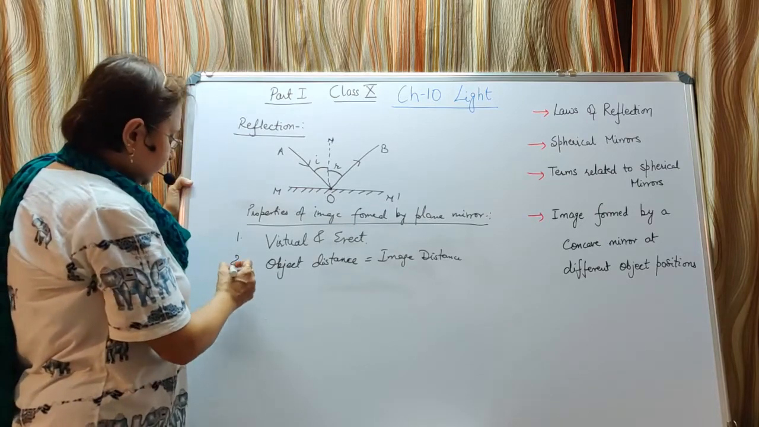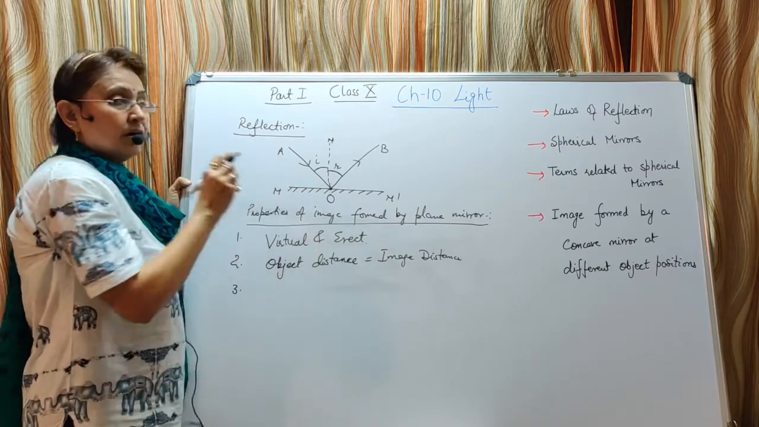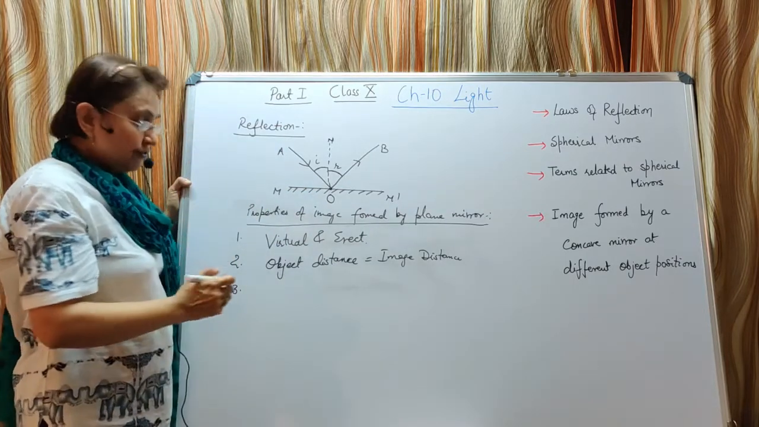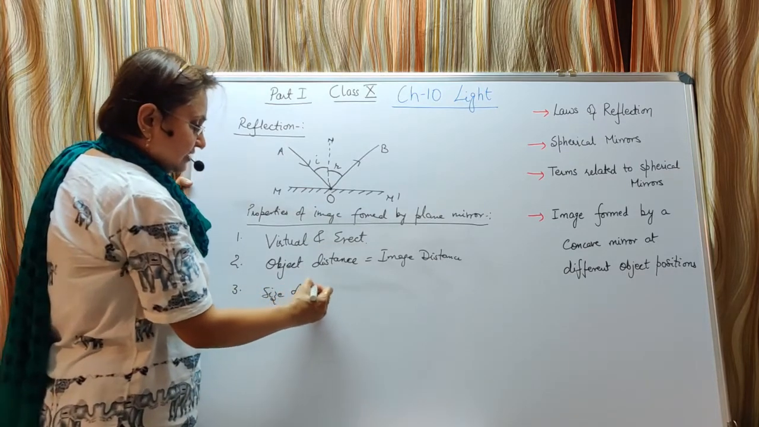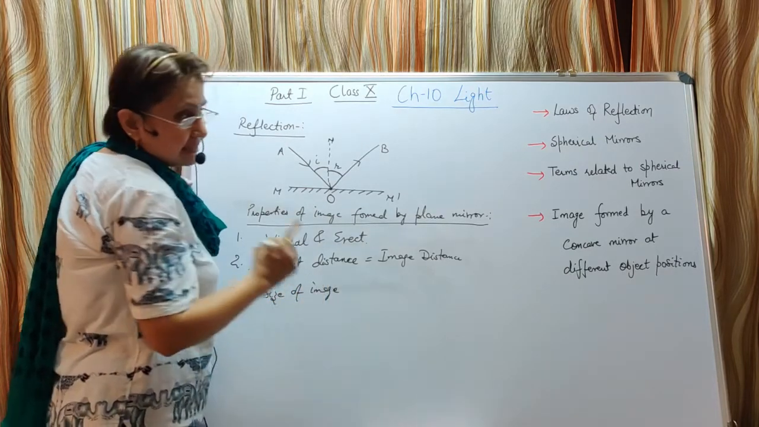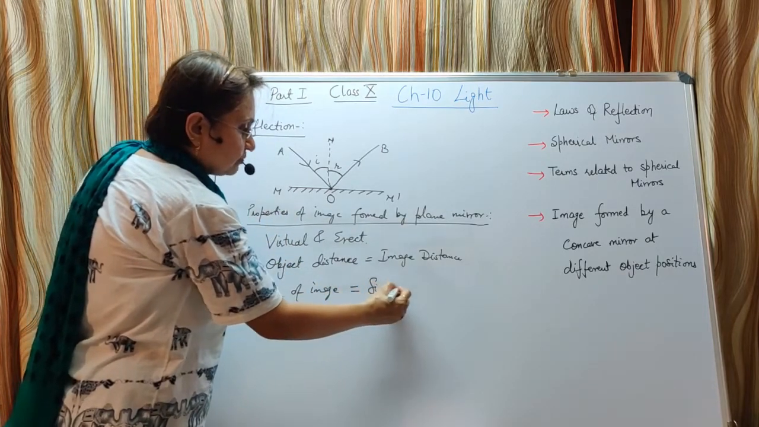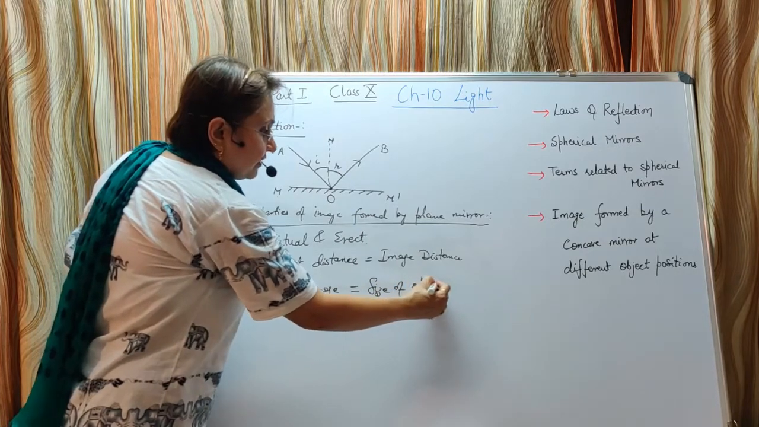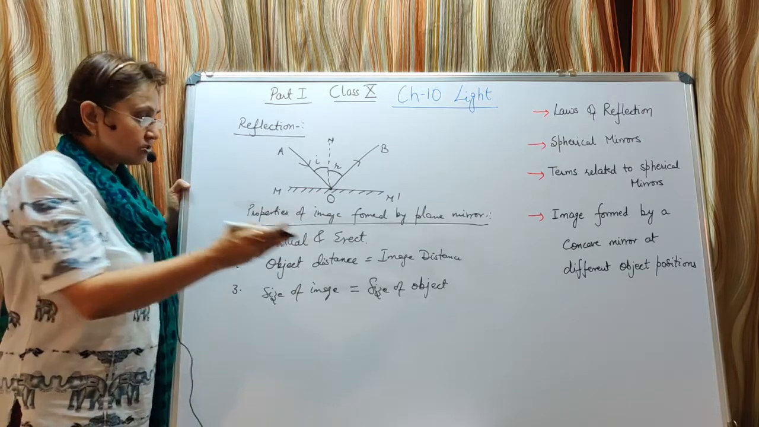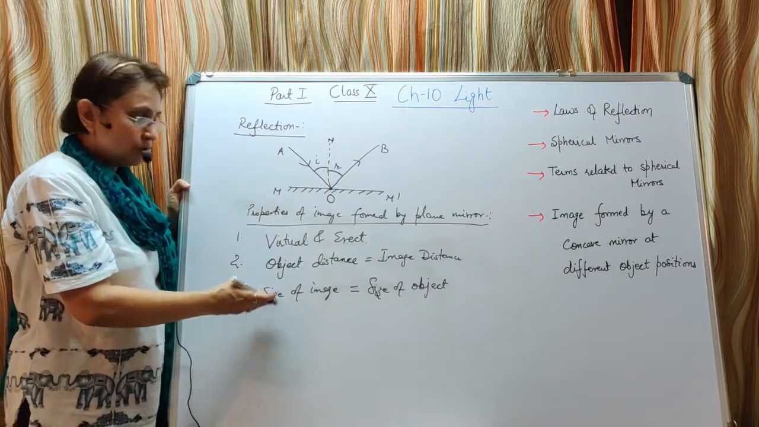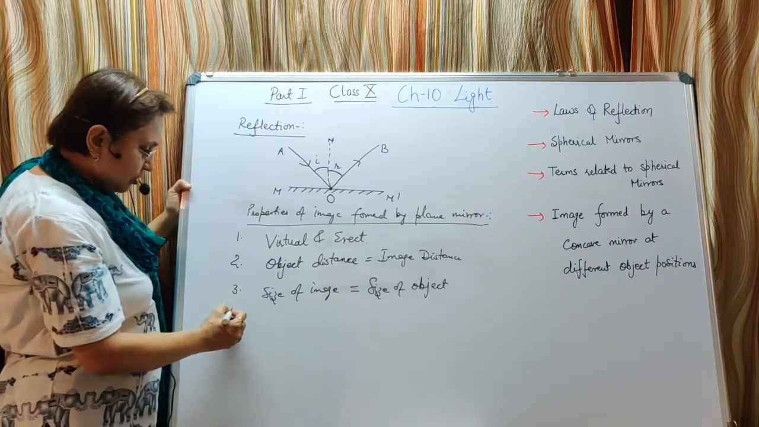Then the third point is that the image is equal in size to the object. That is, the size of the image is the same as that of the object. When you stand in front of the mirror, you see your image, and the image is the same size as you. So the size of the image formed by the plane mirror is equal to the size of the object.